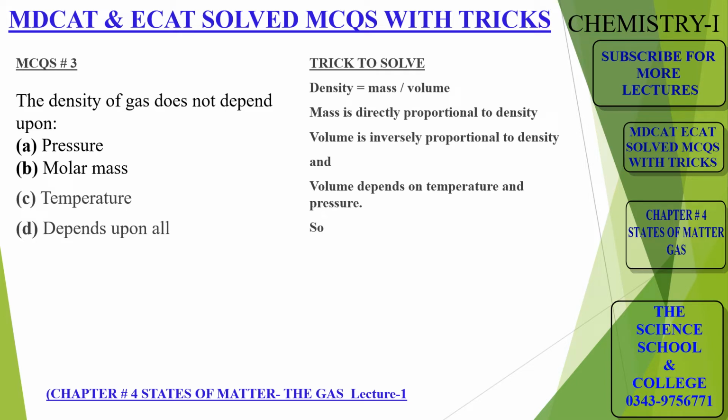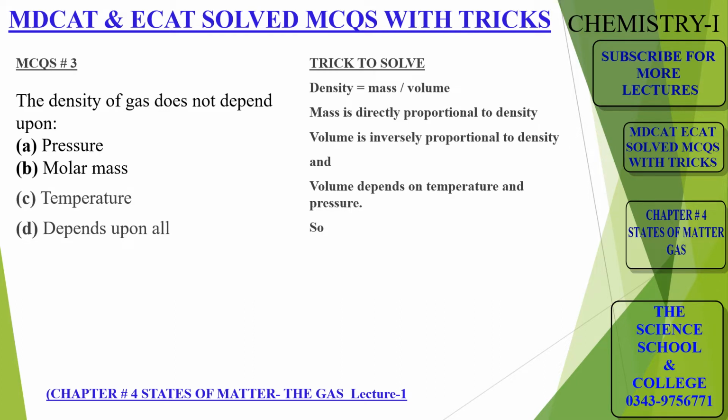To solve this MCQ, you know that density is equal to mass upon volume. Mass is directly proportional to density and volume is inversely proportional to density. You also know that volume depends on temperature and pressure. Volume is directly proportional to temperature and volume is inversely proportional to pressure.